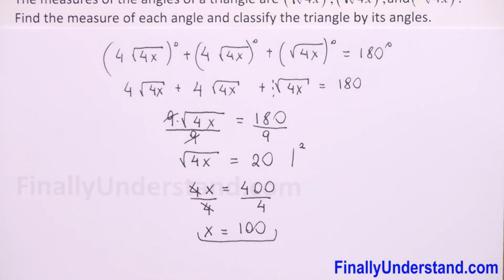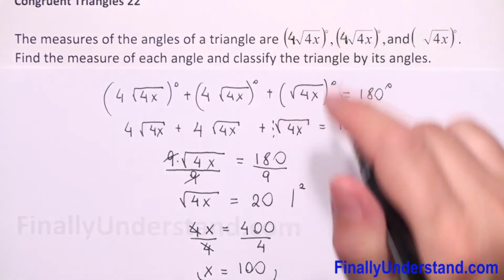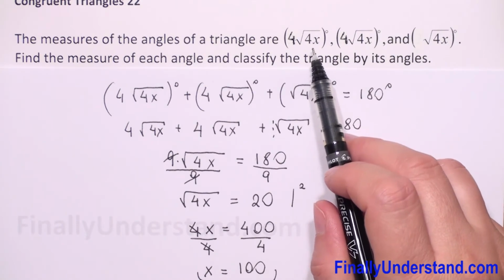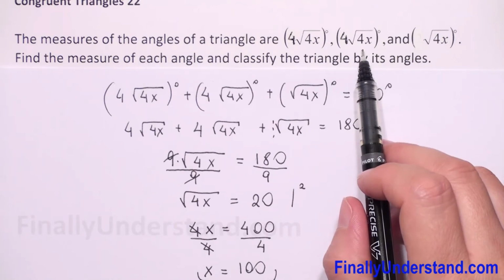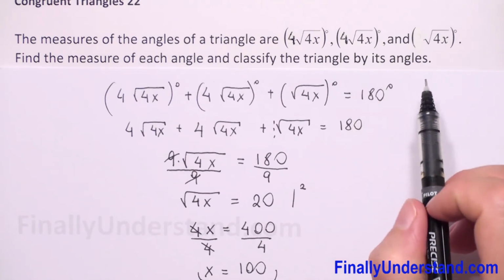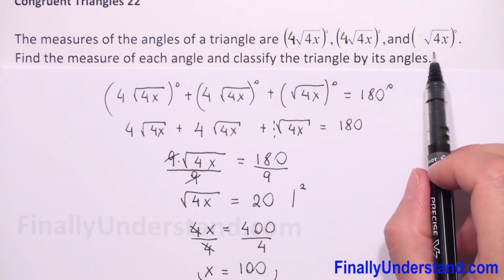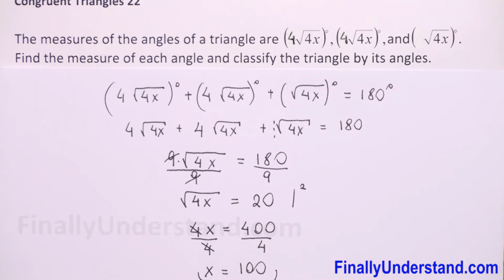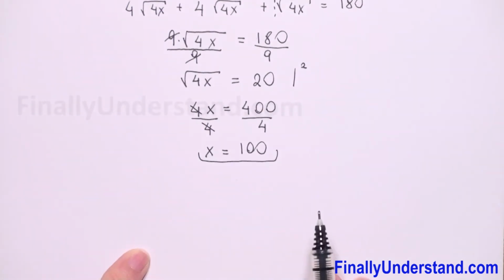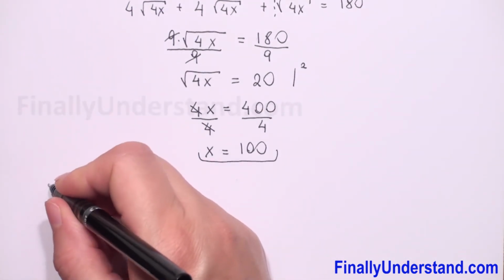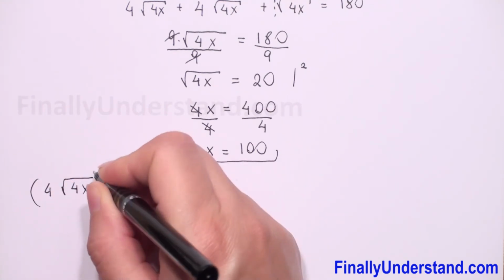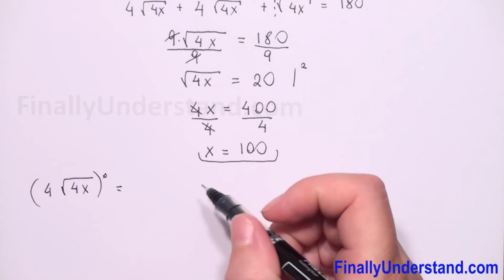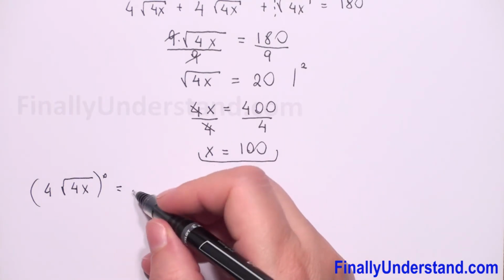So the first angle has the expression 4 times square root of 4x, and the second is the same. So it means we have an isosceles triangle here, and the third has square root of 4x degrees. So let me copy here. The first expression is 4 times square root of 4x degrees. This is equal to... now I will substitute x by 100.